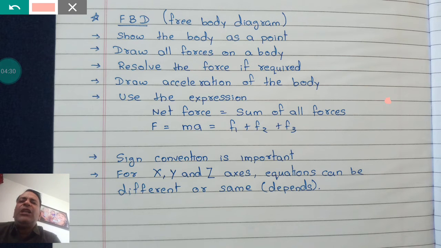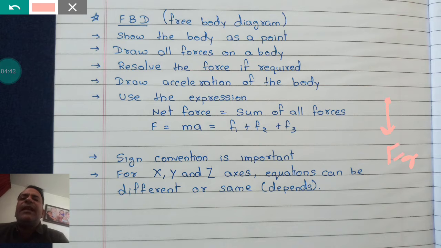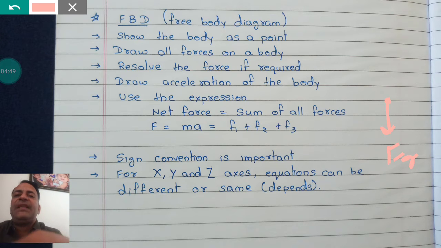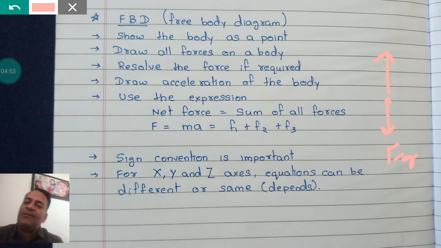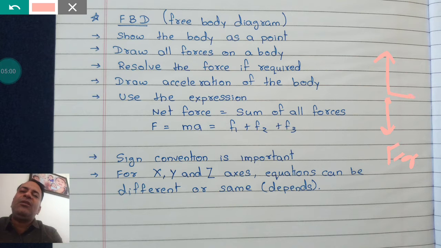Okay, second point, draw all the forces on the body. One of the easiest and clearest forces is the gravitational force which will be acting on the body, Fg. Second, if the body is in contact with one surface, if it is in contact with the earth, then earth will apply a normal reaction force on the body in upward direction. Suppose if some person is coming and pushing that body in some direction, then that force also has to be drawn.